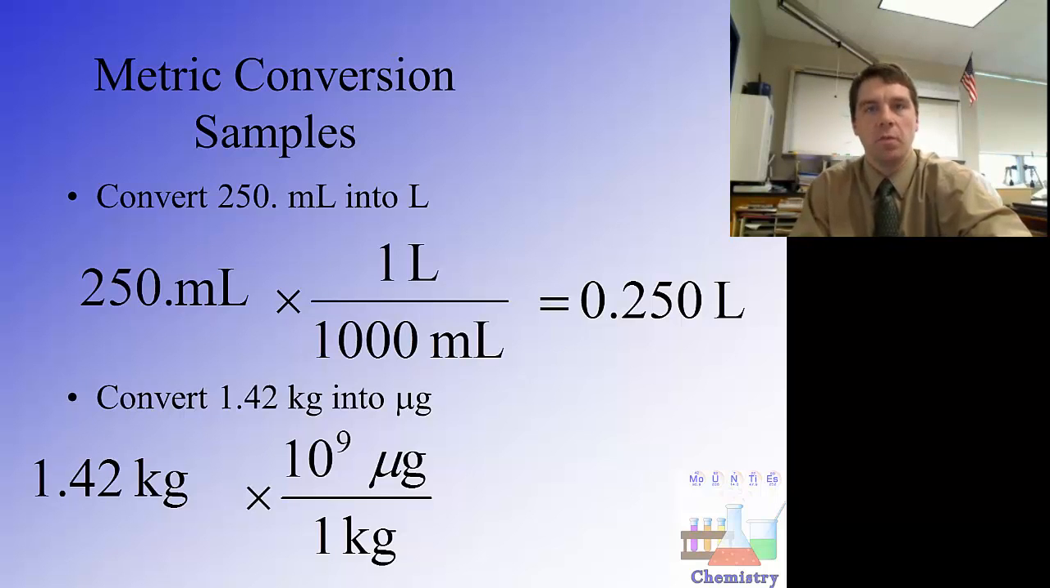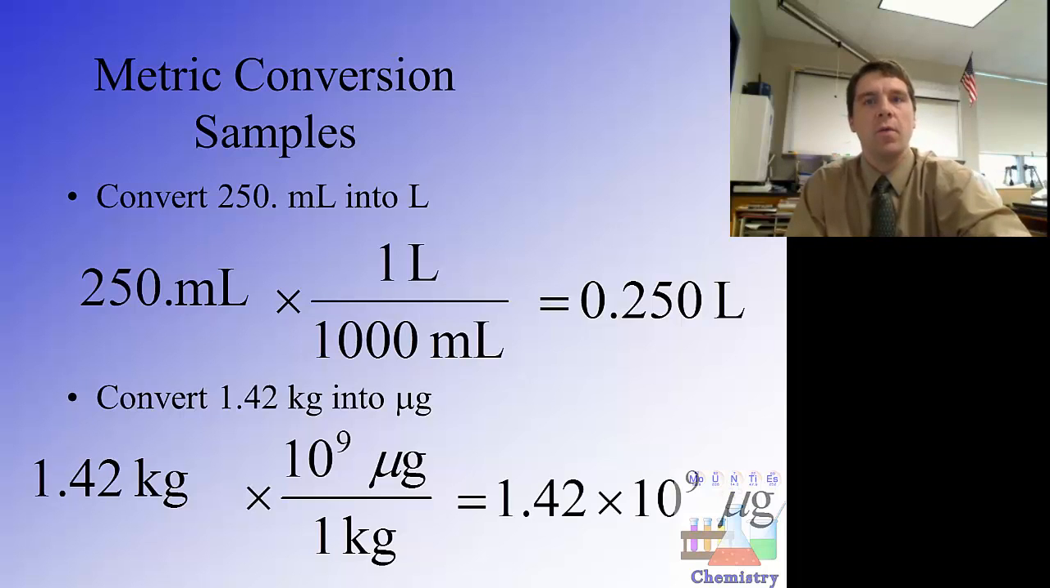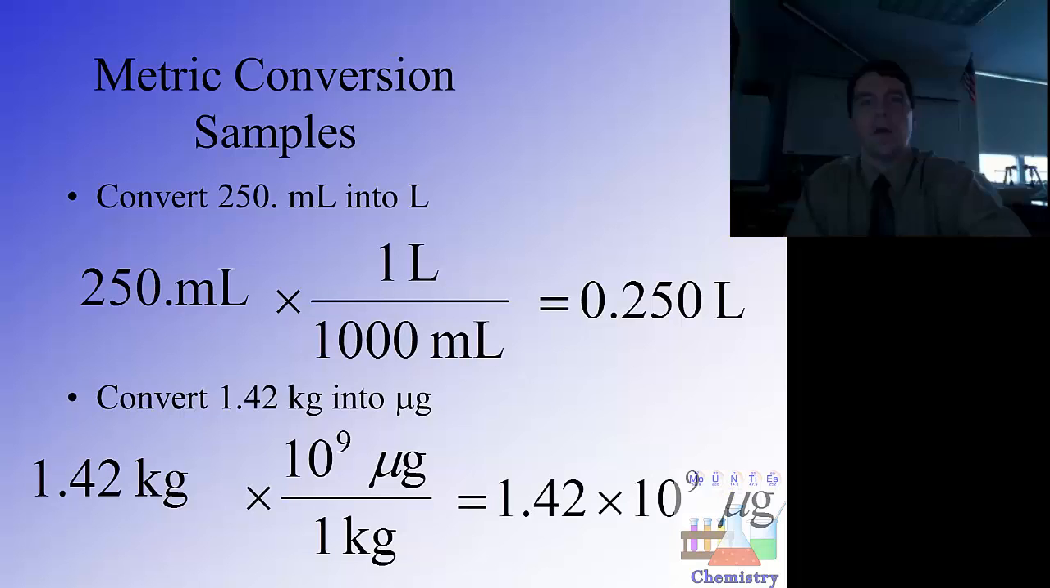Notice that the conversion factor we're using is relative to those two units, and the numbers that we use are relative to those two, but they are expressing equivalent quantities. So we would factor the kilograms out, and this sort of answer would probably be best to keep in scientific notation, so it makes it very easy, and we would get for a final answer 1.42 times 10 to the 9th micrograms.